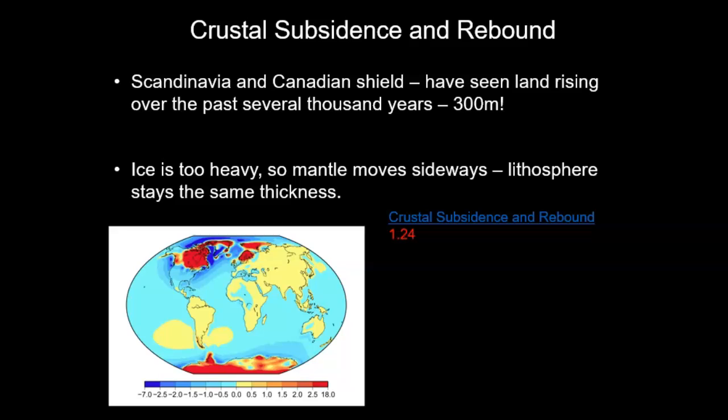The map below also shows the amount of uplift and of subsidence that has been seen ever since. So you can see that the northern land masses are being uplifted quite a lot, and then the surrounding areas, mostly in the oceanic lithosphere, are actually subsiding as a cause of the asthenosphere going back to the places where the ice used to be thickened at.